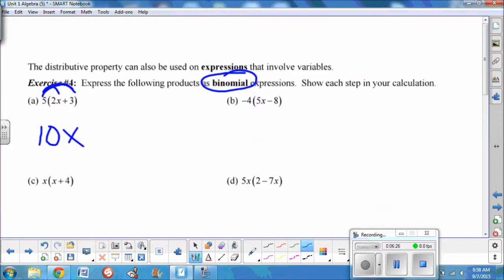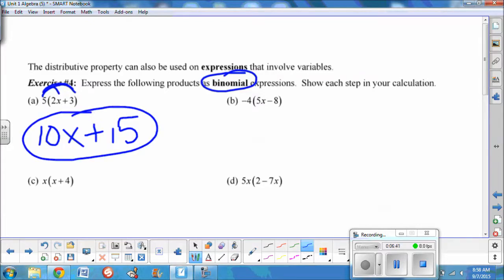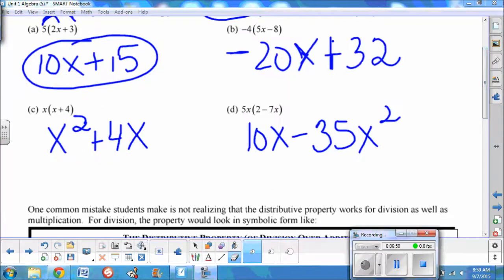5 times 3 plus 15. Sorry about the way that 5 looks. We can't combine those because they're not like terms. There's our binomial, there's our expression, there's our product. Okay, go ahead and pause it and try B, C, and D on your own, and then start it back up to check it.